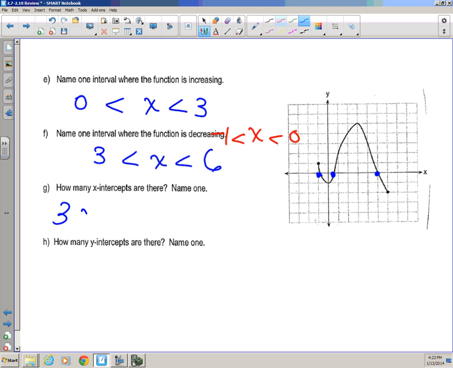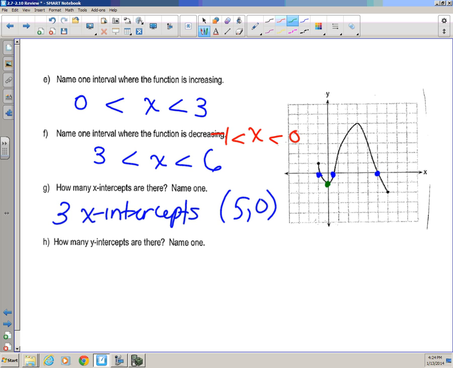If we want to name one of the 3 x-intercepts, when you name them, you use an ordered pair. I'm going to do this one here, which is clearly an ordered pair, which would be 1, 2, 3, 4, 5, comma 0.